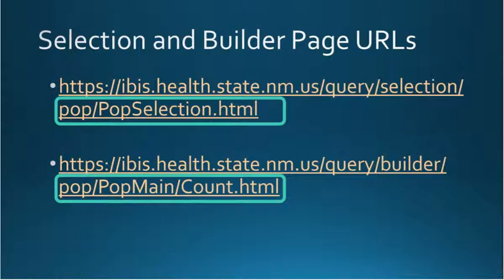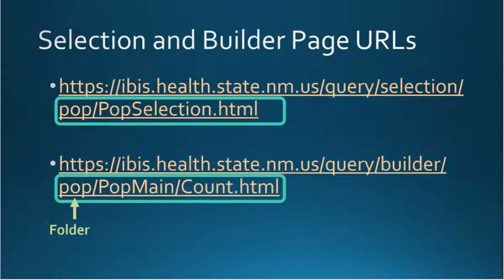Because of the query/selection and query/builder URL patterns, IBIS already knows that the XML file will be in the XML query module folder. In both these examples, the next segment, pop, tells IBIS that the XML file is in the pop subfolder. The next segment, pop selection in the first example, tells IBIS to use the pop selection XML to create the selection page. This is a file type we refer to as a selection XML file.